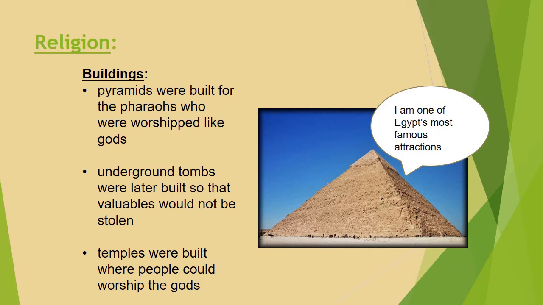Buildings. Pyramids were built for the pharaohs, who were worshipped like gods. Underground tombs were later built so that valuables would not be stolen. Temples were built where people could worship the gods. And pyramids are Egypt's most famous attraction.